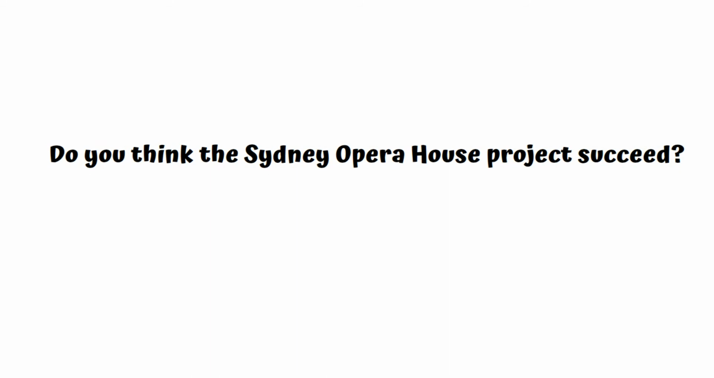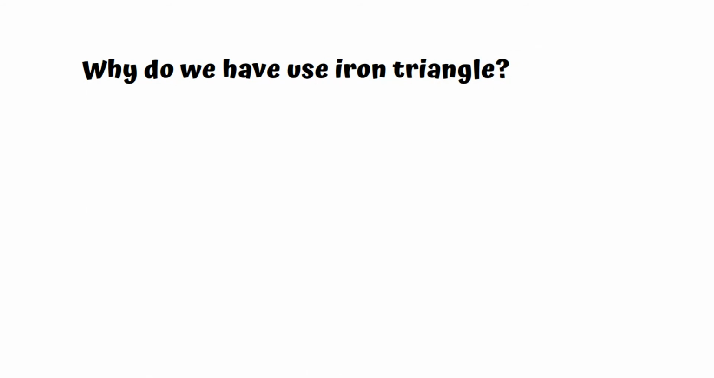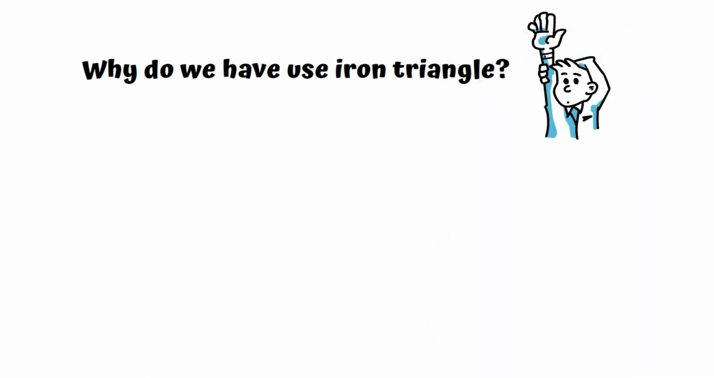So do you think the Sydney Opera House project succeeded? This is a good question, and you can have lots of reasons to explain why it was successful, also why it failed, which we'll talk about later. So, let us think about why we have to use the Iron Triangle first. It'll help you know why the Sydney Opera House project can be described as a successful project by most people in the public. The reason is simple.